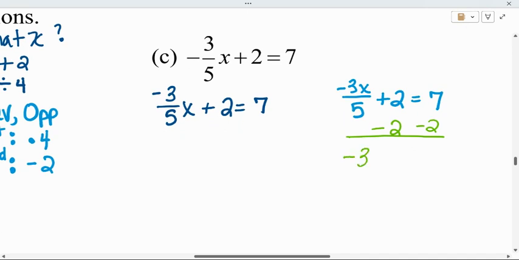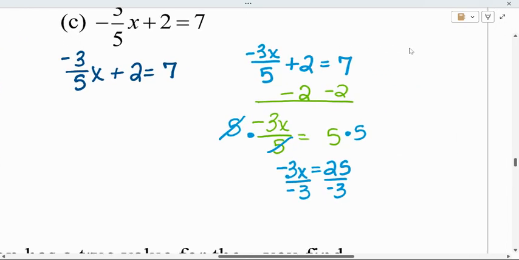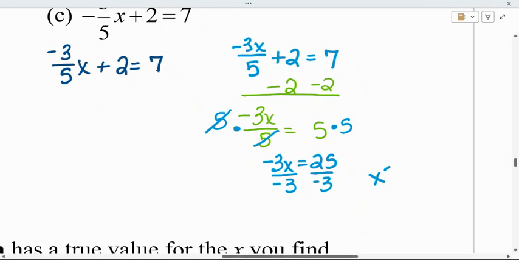And now I have negative 3x divided by 5 equals 5. What operation do I have to do first? I have to multiply both sides by 5. We do that to get rid of the denominator. Negative 3x equals 25. Last step, divide both sides by negative 3. What happens when I take 25 divided by negative 3? What do I get?